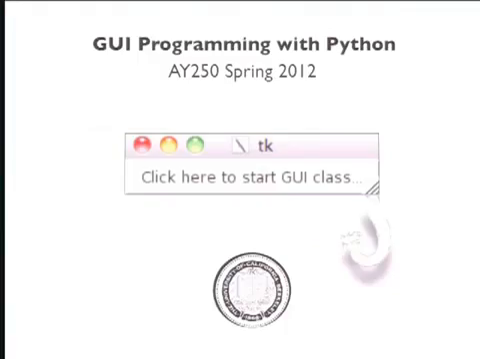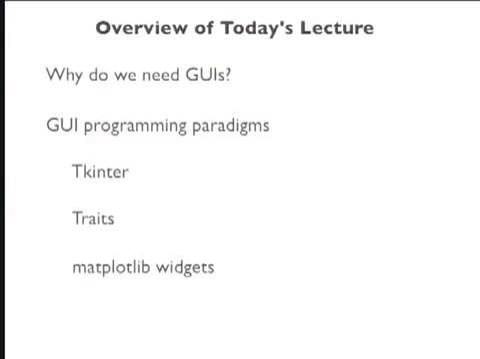Today, as you know, we'll be talking about GUIs in Python. So let's get started. Why do we need GUIs? We'll introduce you to some of the GUI programming paradigms that Python exposes us to, in particular tkinter and then traits, which is something that's come out of, I guess, the nthought people. It's part of the nthought distribution. And then we'll talk a little bit about matplotlib widgets. These are all three very different paradigms for interacting with data.